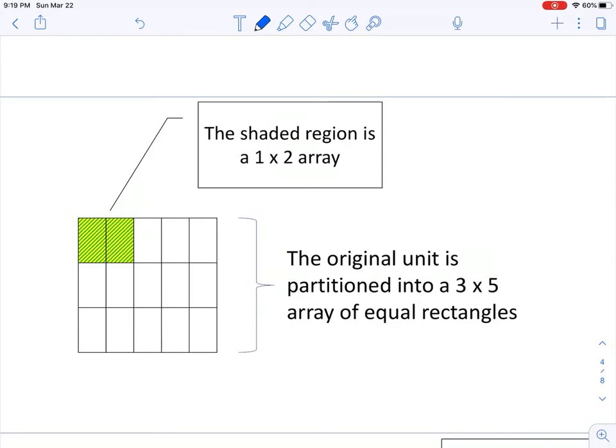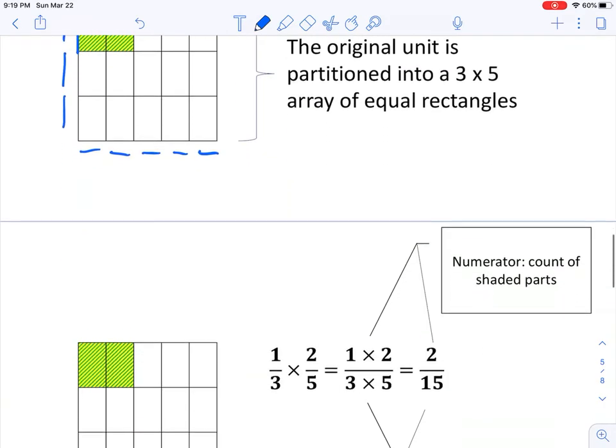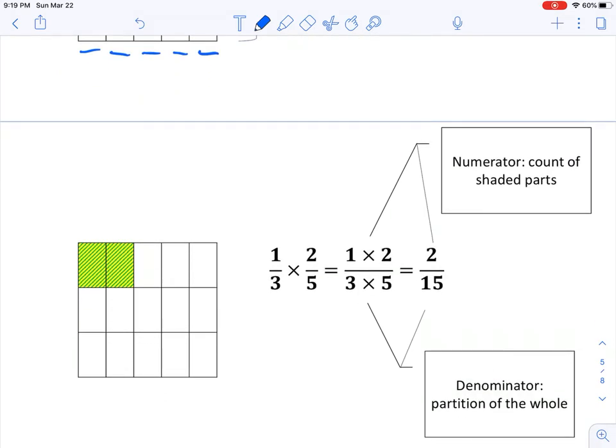When we look at this, we can think of the 2 in terms of an array. It's a 1 by 2 array. And we can think of the partition of the whole unit as not as 15, but as a 3 by 5 array of rectangles. And this fits into our algorithm. So here we have our 1/3 times 2/5. We multiply the numerators. We get that 1 by 2 array that we can see right here. We multiply the denominators and we can get the 3 by 5 array that we saw for the unit whole.